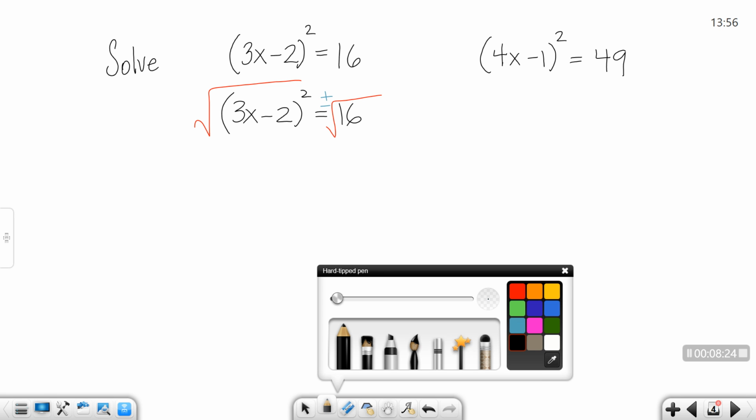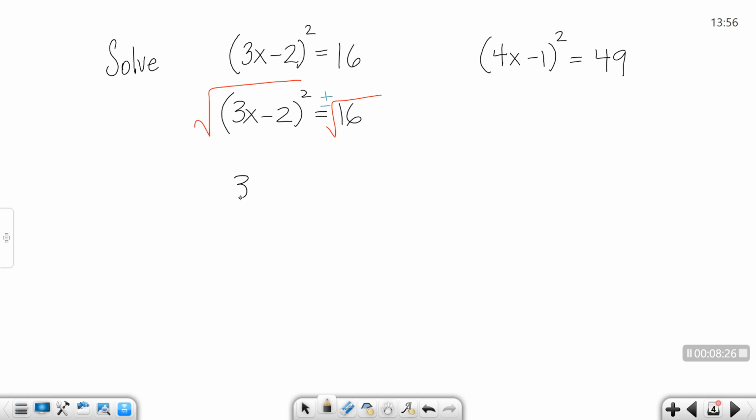So with this one, we would get 3x minus 2 equals plus or minus 4. And the ones I give you here will be perfect squares. Now this gives you two separate equations. You're going to take 3x minus 2 and set that equal to 4, and you'll take another equation and set 3x minus 2 equal to negative 4. So you'll just break it into two pieces, and that's how you're going to get your two answers.